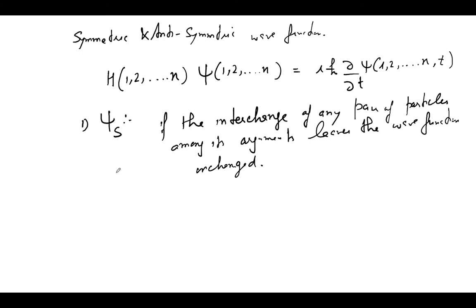The second is antisymmetric, which is generally represented with psi a. A wave function is said to be antisymmetric if the interchange of any pair of particles among its arguments changes the sign of the wave function. So in the symmetric case, the wave function does not change sign, while in the antisymmetric case, when acted upon by this operator, it changes its sign.